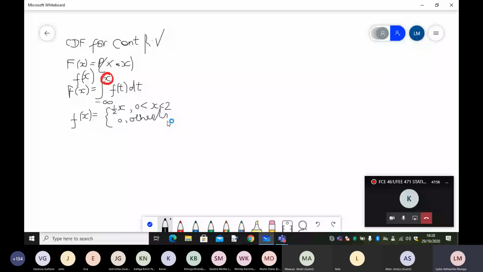Hey. And it is 0 otherwise. So the questions are these. The first part, obtain the CDF of capital X, and sketch its graph.